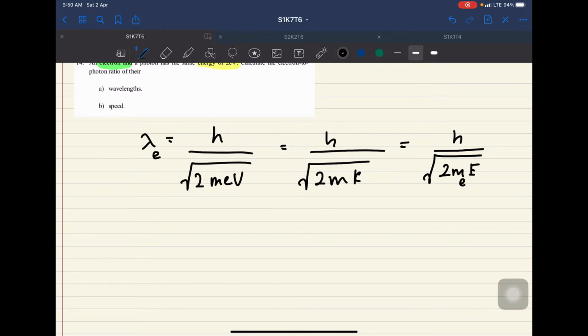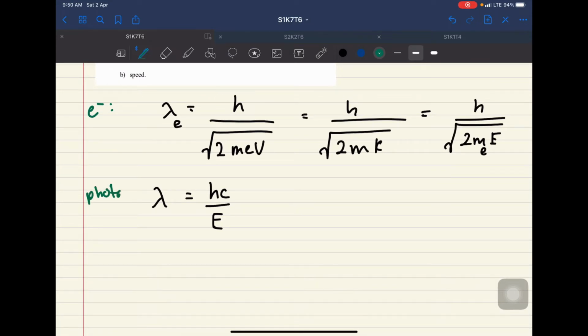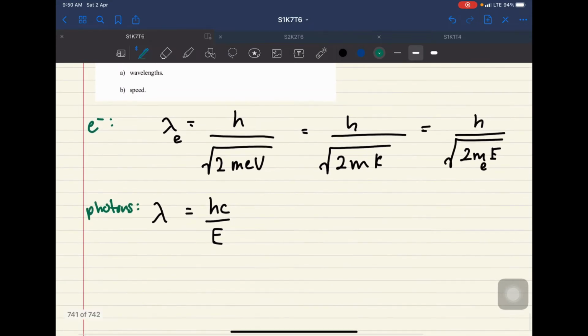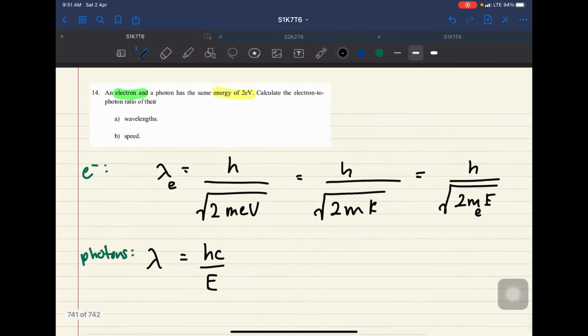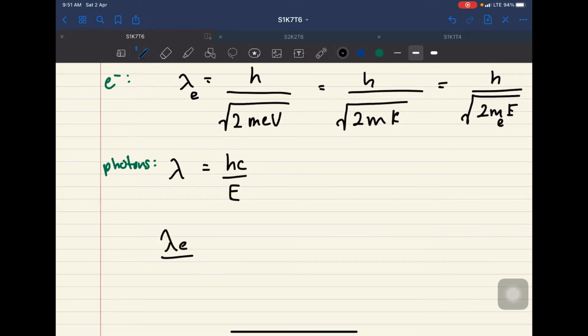For photon, you know that E is equal to hc over lambda, right? So lambda equals hc over E. Rearrange, it becomes like this: electron, photons. So their ratio, electron to photon, so basically lambda e over lambda will be h over square root of 2mE.